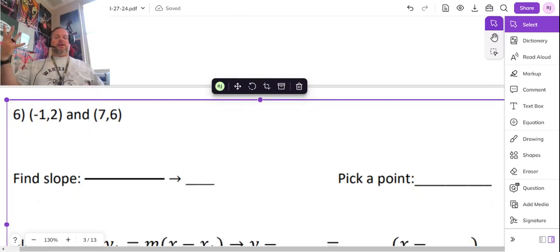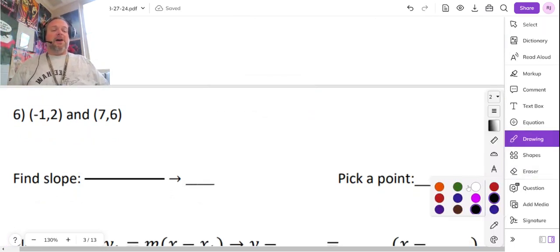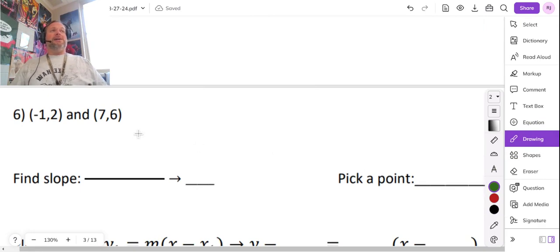All right. Here's another problem. Same process. Okay. Are you ready? All right. Find slope. So 6 minus 2.